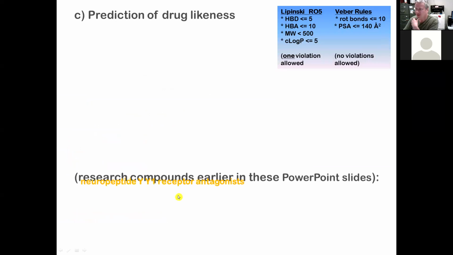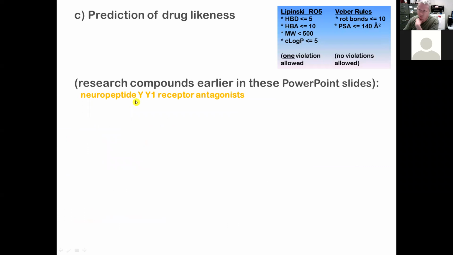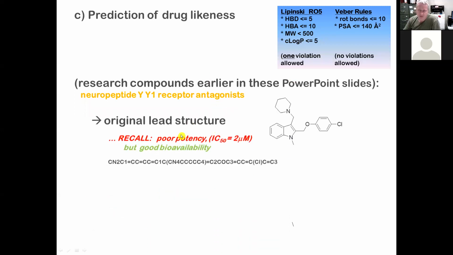So let's see some more drugs. We talked about this neuropeptide Y and Y1 receptor antagonist thing, and it was during our discussion of drug likeness. Let's use these tools to analyze it. And remember, if you look back 1 or 2 lectures ago, this was the compound. It was sort of poorly potent, 2 micromolar, not super good, but it's very good at bioavailability. So let's see if the oral bioavailability matches what they found.